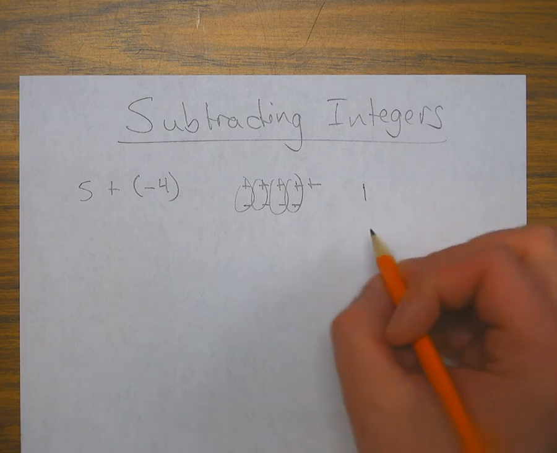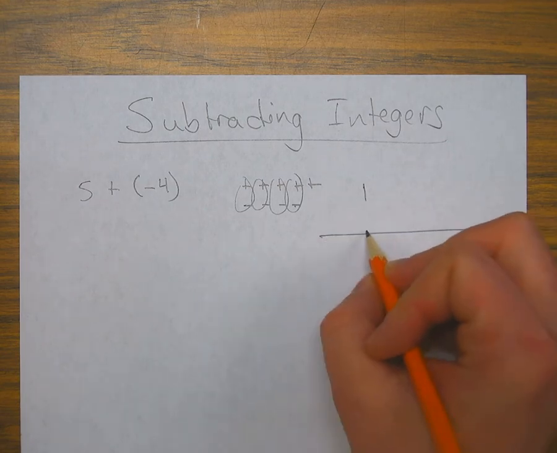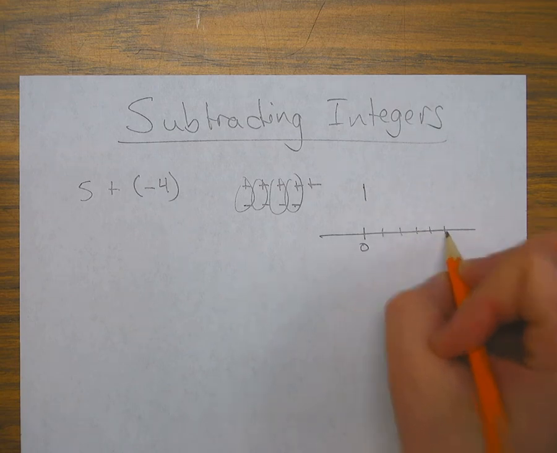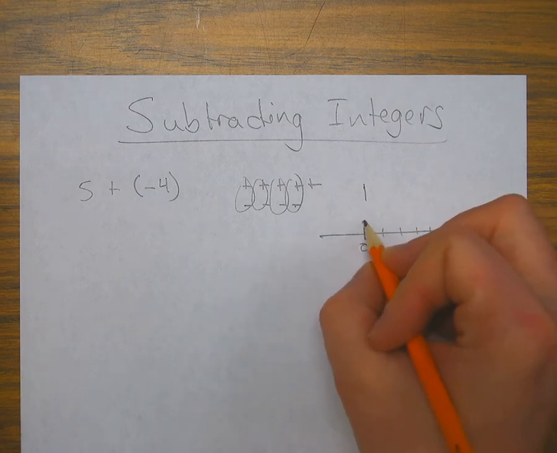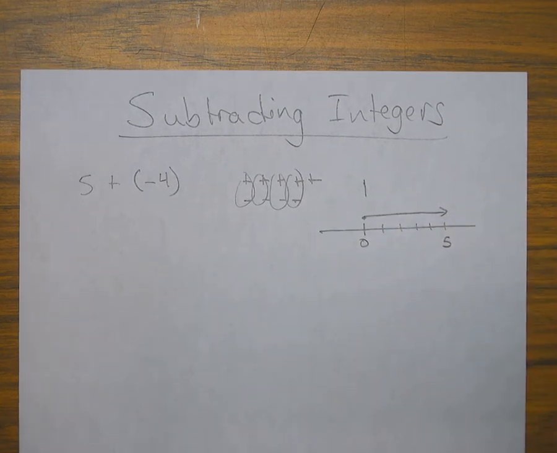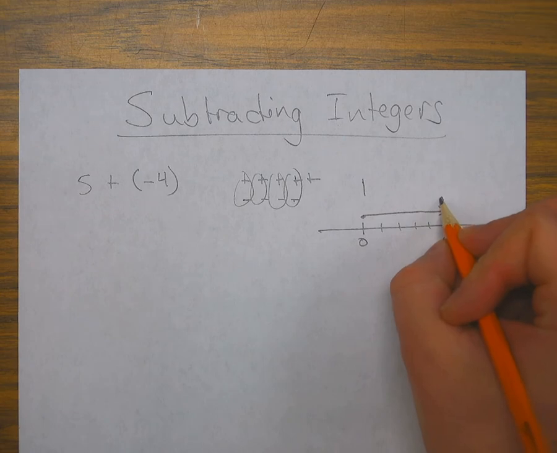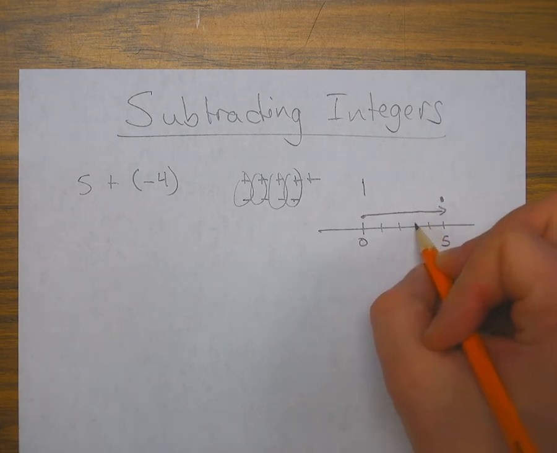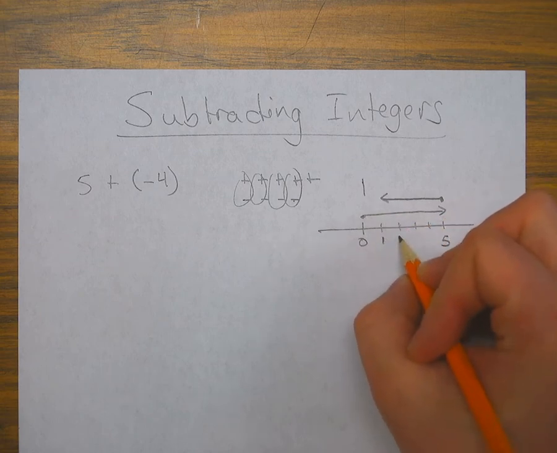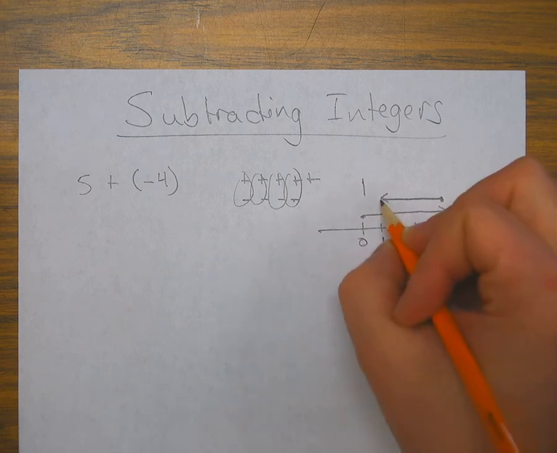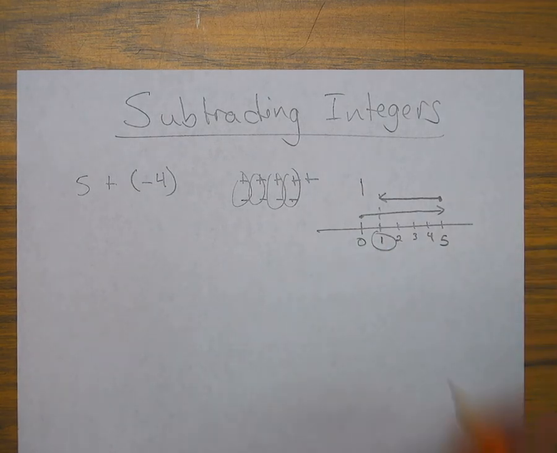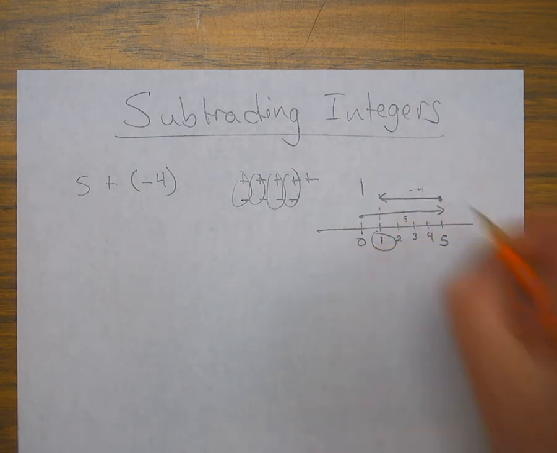So my answer would be 1. I could also show this on a number line. And I would go from 0 to 2, 3, 4, 5. So I go from 0 to 5. So that's my first addend. And then I would go back 4 spaces, count 1, 2, 3, 4. And that would end right at positive 1. Okay, so that's 5 plus -4.